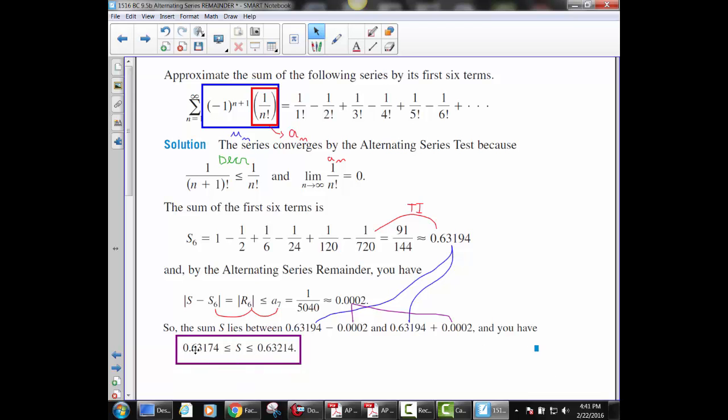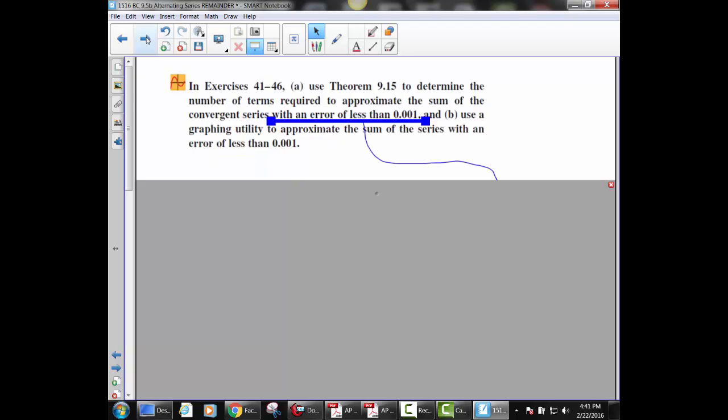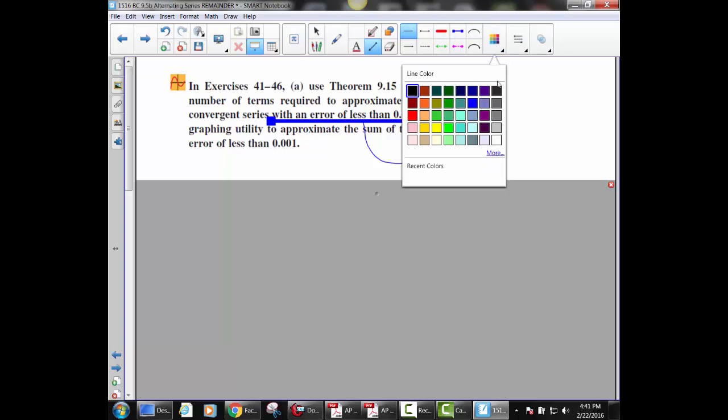Now here, this is a much better one. As you can see, this is between 0.6317 and 0.6321. That's a very good approximation. Okay, in 41 through 46, it says use that theorem, the alternating series remainder theorem, to determine the number of terms. Now, the number of terms, that's what they're looking for, the number of terms, okay?